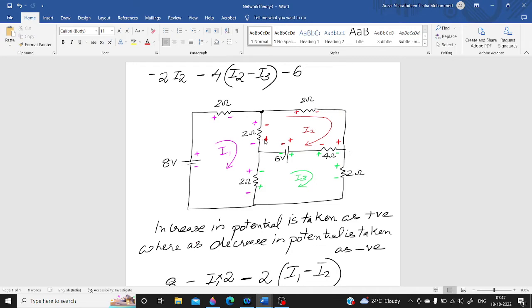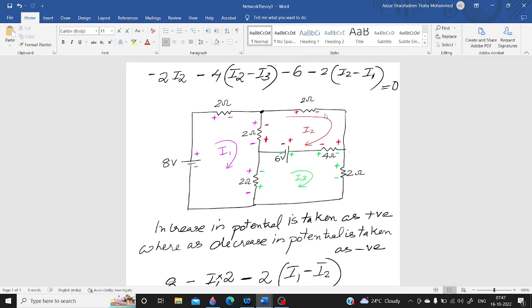Okay, and again considering this 2 ohm resistor along the direction of I2 there is a decrease in potential, so it is minus 2 into, now the current is the mesh 2 we are considering, so the current is I2 which is taken as positive, and opposite to I2 there is a current I1, so it is taken as negative. So this is I1 and the sum is equal to 0. So we have considered the second mesh.